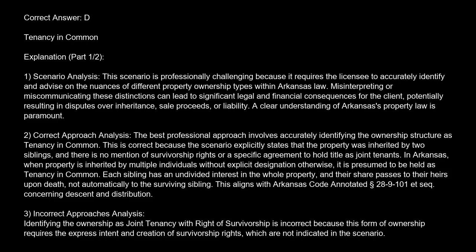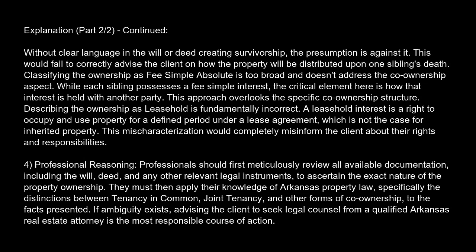3. Incorrect approaches analysis. Identifying the ownership as joint tenancy with right of survivorship is incorrect because this form of ownership requires the express intent and creation of survivorship rights, which are not indicated in the scenario. Without clear language in the will or deed creating survivorship, the presumption is against it. This would fail to correctly advise the client on how the property will be distributed upon one sibling's death. Classifying the ownership as fee simple absolute is too broad and doesn't address the co-ownership aspect. While each sibling possesses a fee simple interest, the critical element here is how that interest is held with another party. This approach overlooks the specific co-ownership structure.